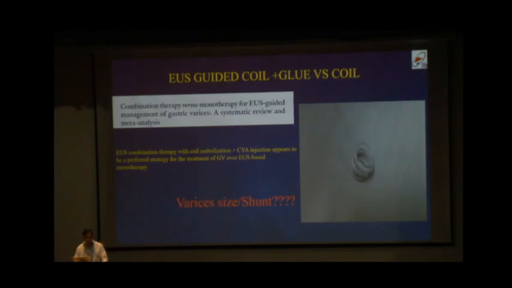On the left hand side, you can see this is the coil, and the basis of coil use is that it acts as a scaffold. So when you place the glue, the coil prevents the glue from actually going into the shunt, thereby preventing the complications that have been suggested post endoscopic therapy. However, like I said, whether the presence of shunt would determine that you need to use a coil, or the varix size, is something that still needs to be answered.